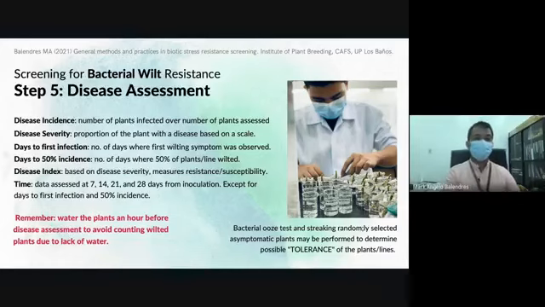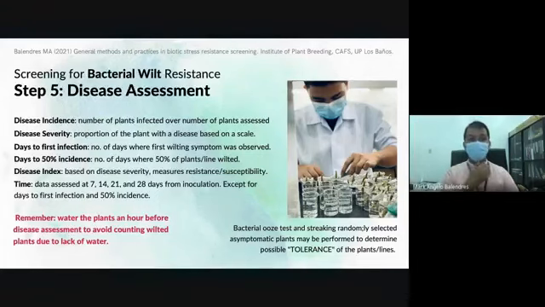First is disease incidence. So this is just the total number of plants infected over the total number of plants assessed. Usually we do a minimum of 5 plants per replication, and each line will be replicated 3 times. So you will have a total of 15 technical replicates. That's minimum. So you could go to 10, 15, or 20 depending on your materials.